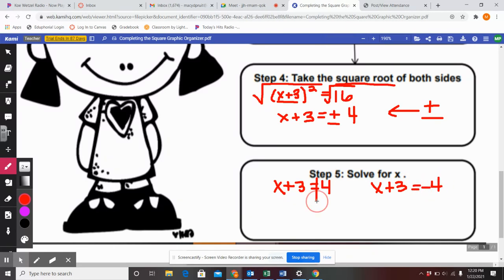And then we just do our basic solving for x. Minus 3, x equals 1. Minus 3, x equals negative 7.